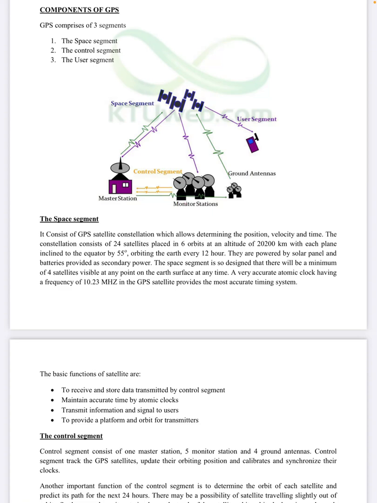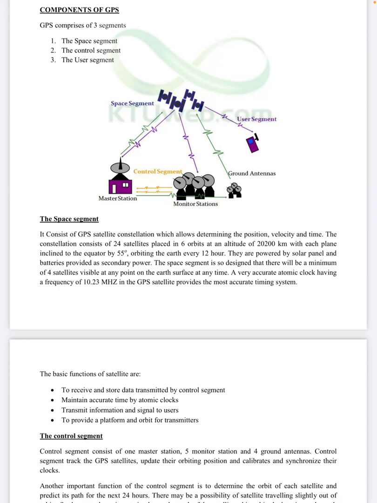They are powered by solar panels, with batteries provided as secondary power. The satellites have atomic clocks, which are very accurate. Each second matters for locating the position of the object. The space segment is also designed so that a minimum of 4 satellites are visible at any point on the surface at any time. A minimum of 4 satellites is required to locate an object with good accuracy, that is, a constellation of 4 satellites.